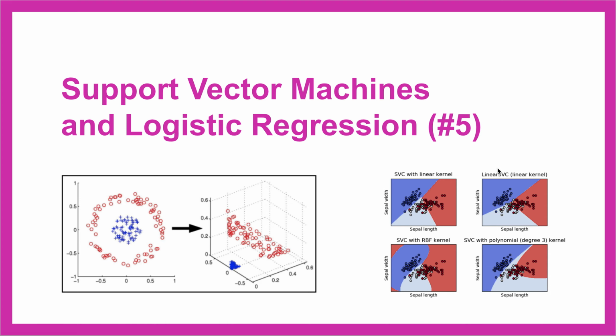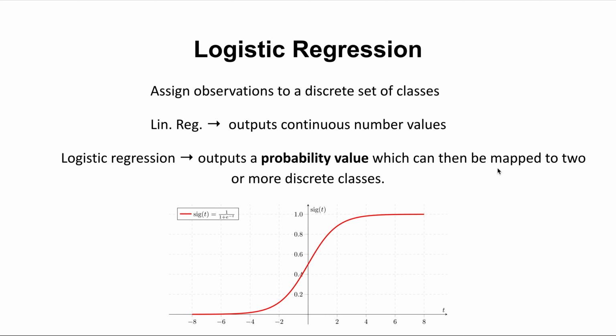Let's get started. Let's begin with logistic regression, which is really just a harder technique for classification. What is logistic regression? Logistic regression is a classification algorithm that's used to assign observations to a discrete set of classes. Unlike linear regression, which outputs continuous number values, logistic regression transforms its output using the logistic sigmoid function to return a probability value, which can then be mapped to two or more discrete classes.